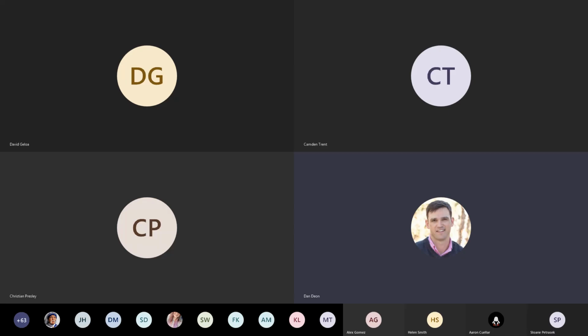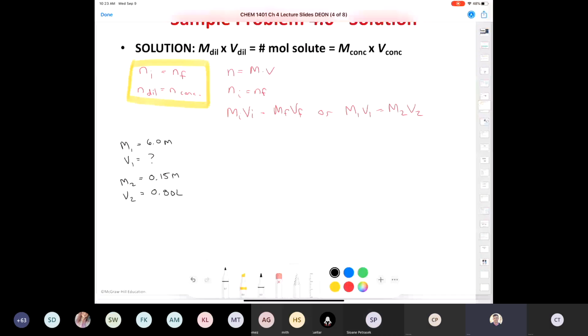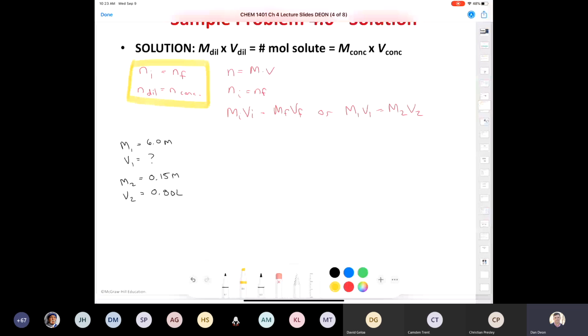All right, so let's get back to the problem here. We have our initial concentration, which is 6.0 molar. That's our stock solution. We're trying to figure out what volume of that stock solution we need. We know that we want to end up with a solution that is 0.15 molar, and we want 0.80 liters of it. So let's solve for V1.